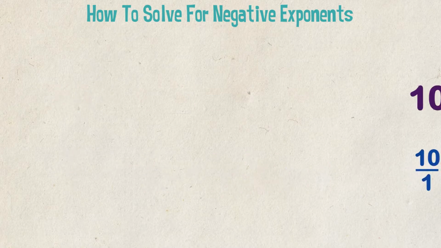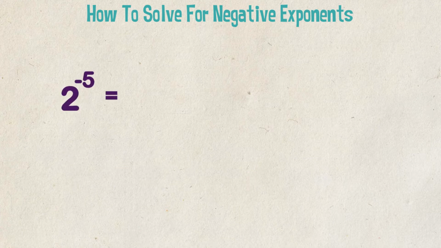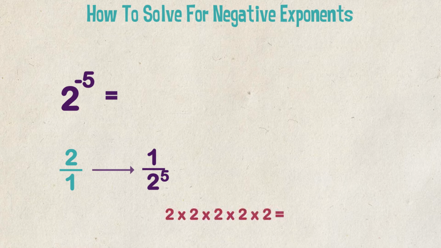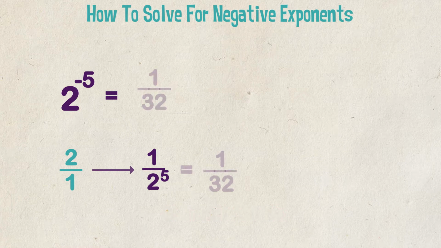Next example, 2 to the negative 5th power. Step 1, rewrite it from 2 over 1 to be 1 over 2. Next, we keep the same index, but we change it to a positive number. Finally, we solve for 2 to the 5th power, which is the same thing as 2 times 2 times 2 times 2 times 2, which is 32. The answer of 2 to the negative 5th power is equal to 1 over 32.